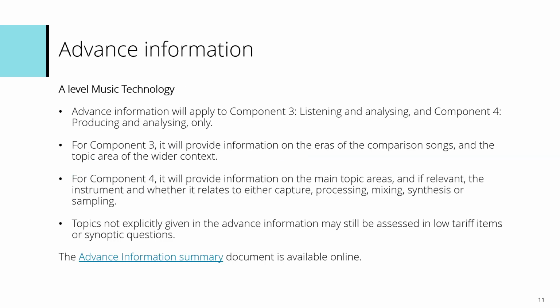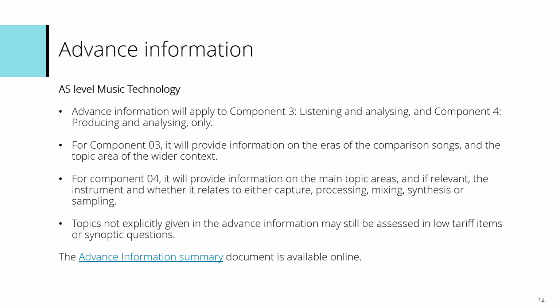So what is included in the advanced information? This is taken from the summary document that is released online, and there's a link through to that as well. So the advanced information for A-level music is that it will apply to component 3, listening, analyzing, and component 4, producing, analyzing only. So it's only those two components. For component 3, it will provide information on the eras of the comparison songs and the topic area of the wider context question as well. For component 4, it will provide information on the main topic areas, and if relevant, the instrument and whether it relates to either capture, processing, mixing, synthesis, or sampling.